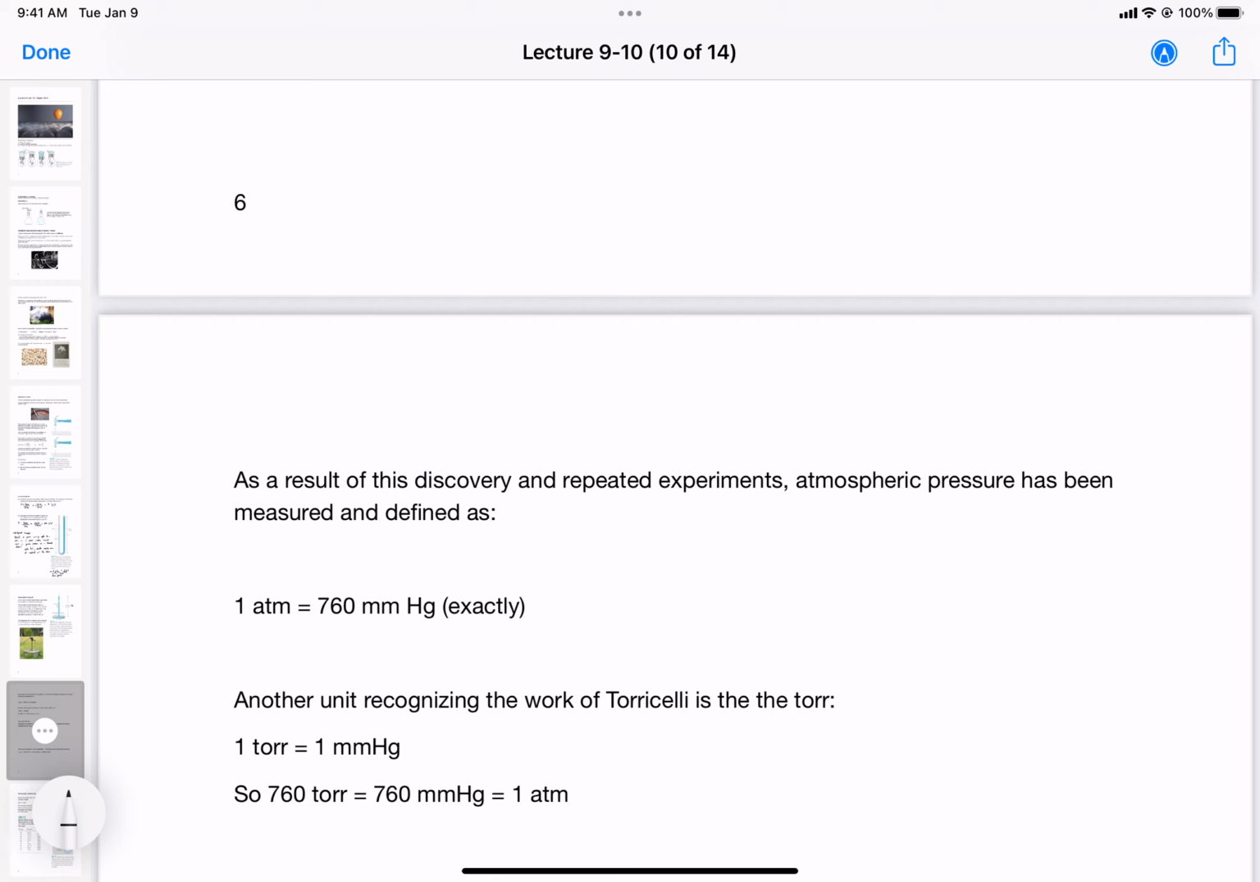So from this discovery, we named the pressure unit millimeters of mercury. That's how it's been measured. There's no reason to do anything else than that. That's usually how we measure pressure. So there's no reason to change the standard because it's just how it's been done.